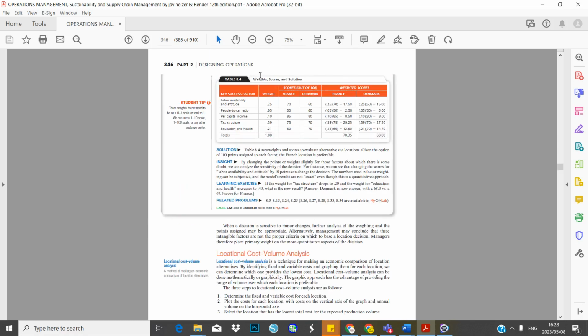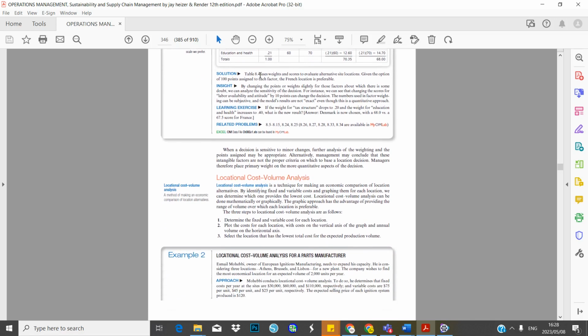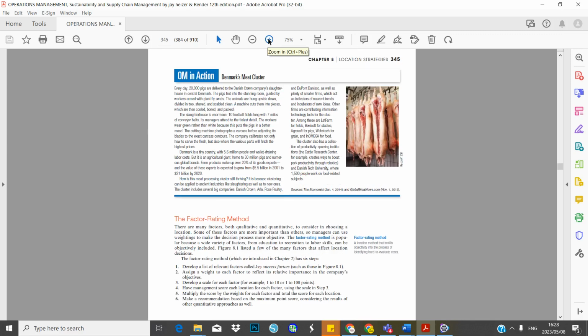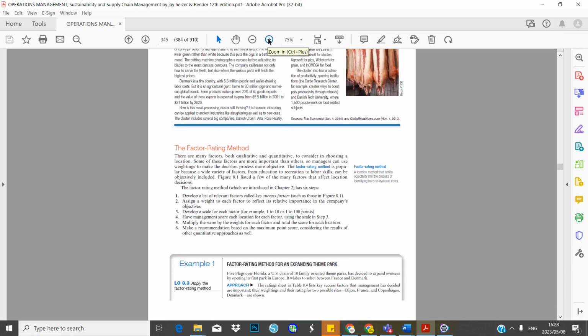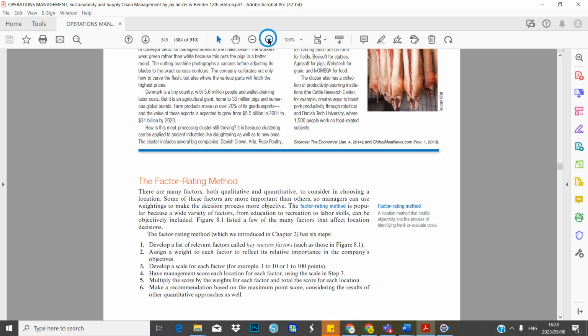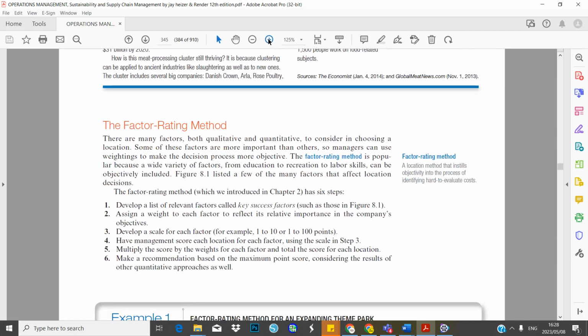Now, I will make three different videos. They might be short videos because we will just do one exercise per method, and then we'll take it from there. So this video is mostly about the factor rating method. The factor rating method is used to determine which location you will choose based on different weights or different factors.